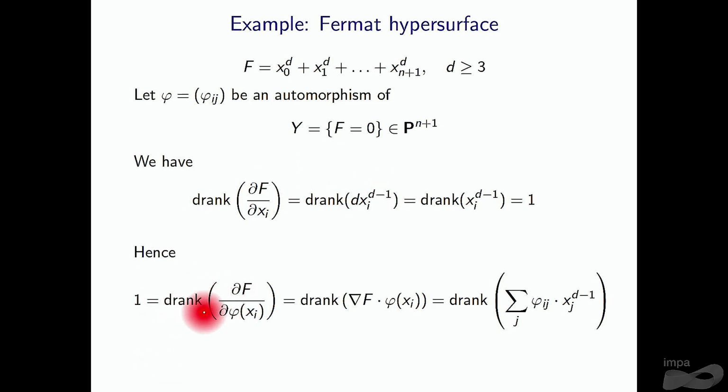Now you know that the differential rank of this has to be 1, because you proved it up there. And here the differential rank is very easy to compute. If your automorphism is given by the matrix phi ij, then you compute the differential rank of that formula there. Of course, the only way that it is going to be 1 is if only one of the variables appears. That means that all the coefficients in that sum have to be 0 except at most one of them.